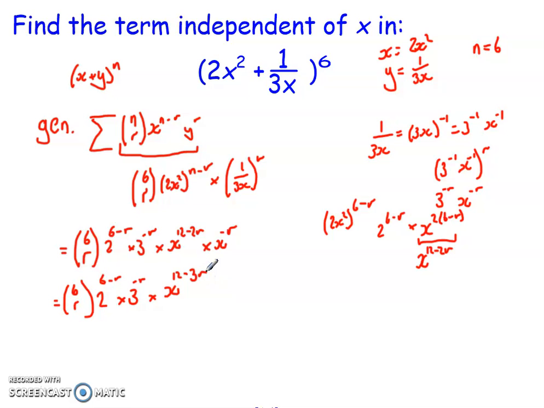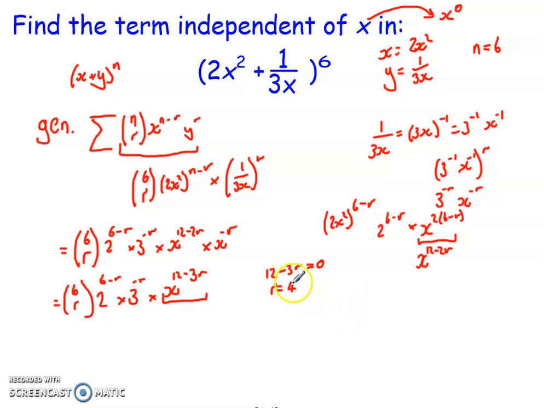Now I've got to think what it wants. Well, it wants the term independent of x. So what that means is I want x to the power of 0. So I have to focus on this, and I have to say to myself, right, what value of r gives me x to the power of 0? So to solve that, I say, right, so 12 minus 3r is equal to 0. What is r in this case? Well, in this case, r is equal to 4. So I know that if r is equal to 4, the x term disappears.